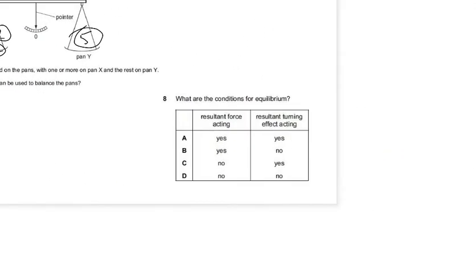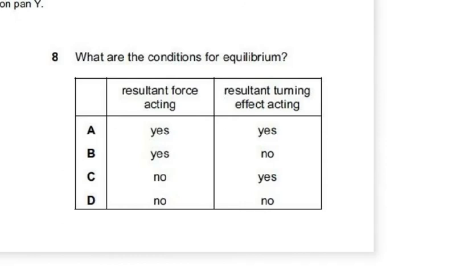Okay. Moving along. What are the conditions for equilibrium? Well, this is really just a definition, so it's a question of whether you remember what are the conditions for equilibrium. Is there a resultant force, and is there a resultant turning effect? And the answer to both of those questions is no, there is not. So we're either here or here. Can't be either of those first two because there is no resultant force. All right, resultant turning effect, no. So here we go, letter D.